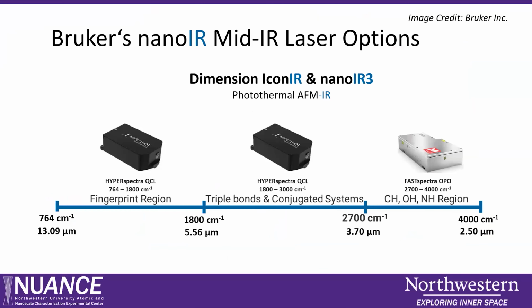We are also working on acquiring the laser, which has a large range. There are three components, including the QCL, which is a quantum cascade laser. The 764 to 800 range is the fingerprint region. In the middle you can look for triple bonds, conjugated systems, and other groups. The laser that we are acquiring right now goes from 800 to 1800, but we are also trying to acquire another laser that goes beyond that.